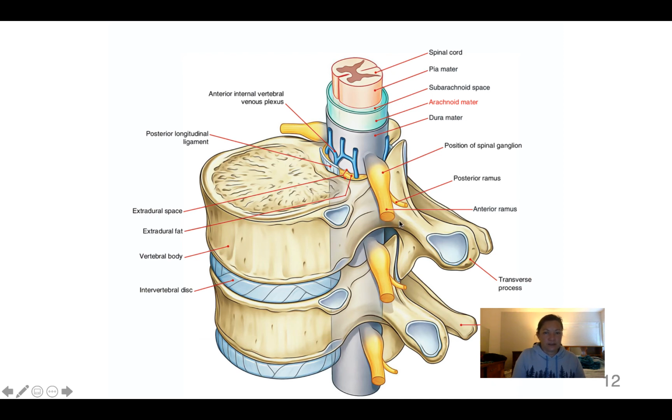Now the anterior ramus innervates all of the limbs, so all of the plexuses, cervical, brachial, lumbar, and sacral, are all derivatives of the anterior ramus. So most of the muscles of the body. The posterior ramus innervates solely the axial muscles, so the axial musculature.